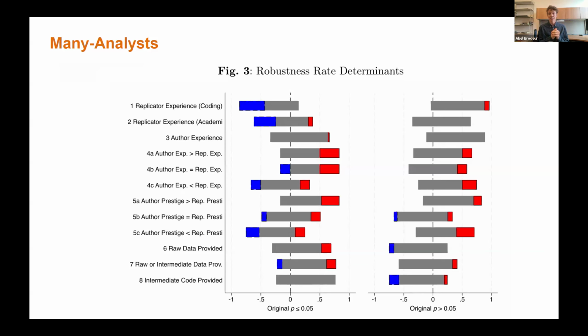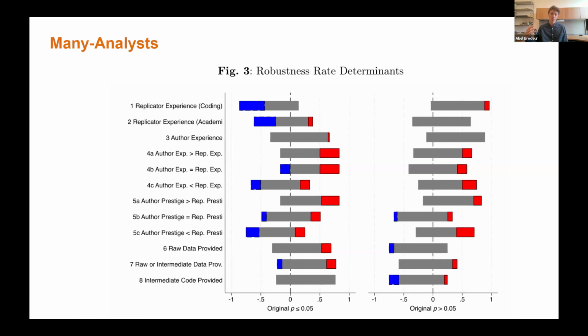And what they find, there's a bit of agreement that the experience of the replication team, the reproducer team, matters. The more experienced they are, the less things are robust. The pedigree of the original authors versus the replicators doesn't seem to matter too much. Whether the authors provided raw data or just clean data doesn't seem to matter too much. Most of the time, it's not significant. That's a gray bar. So there's not a lot of things that we could find that really helps explain which results are robust or not. So we're struggling a bit with this.